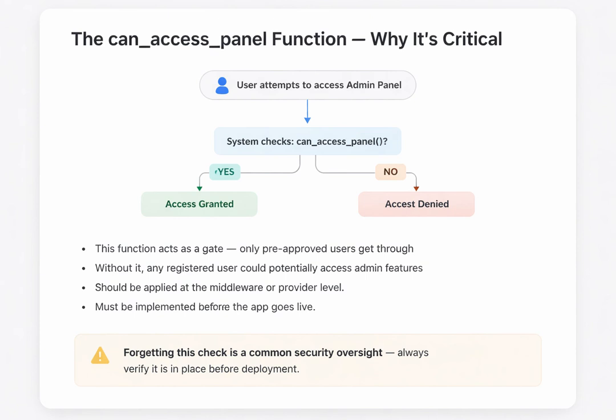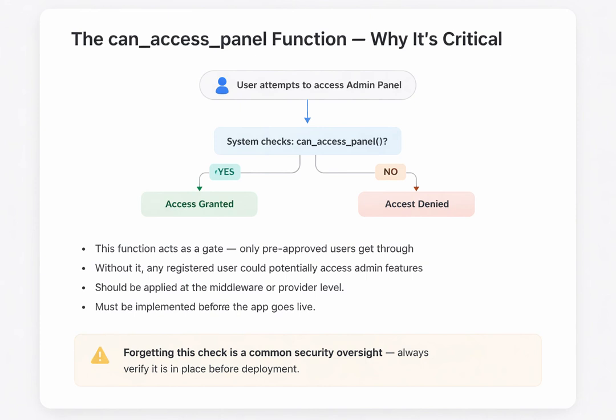The Can Access Panel function is essentially a security gate for your admin area. Without it, your application might allow any registered user, or even anyone who manages to create an account, to walk right into the admin dashboard. That's a serious vulnerability. By implementing this function at the provider or middleware level, you ensure that every single request to the admin panel goes through a permission check first. Only users who have been explicitly granted panel access will get through.